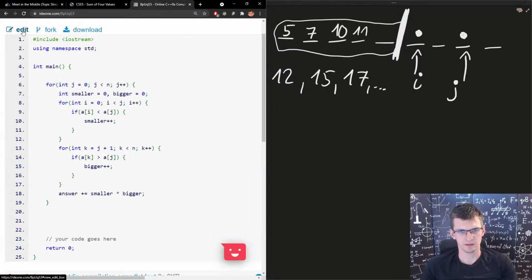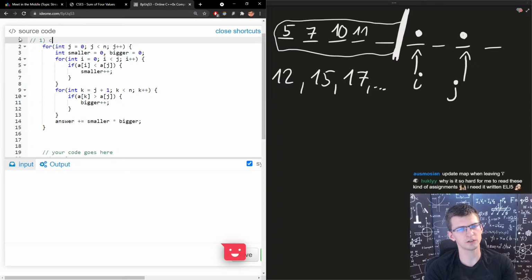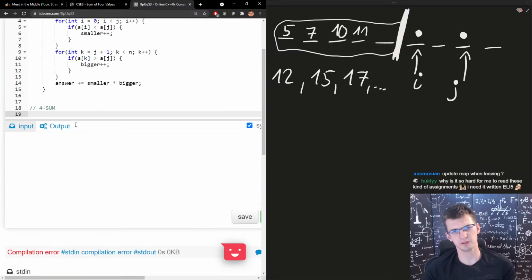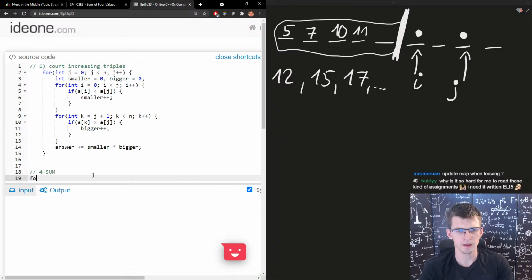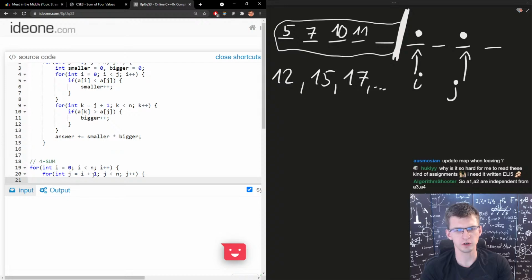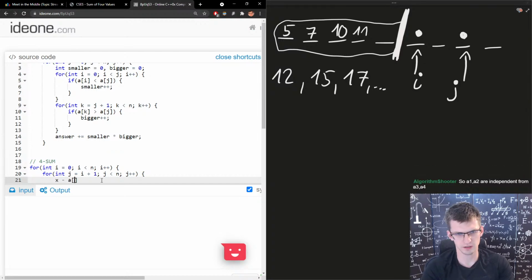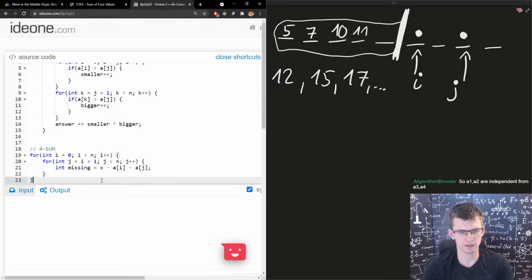Okay, I will modify, I guess, the same thing. So here, first, this was the code for count increasing triples. And now there will be some, it's more like pseudocode for some problem. The sum of 4 values should be equal to x. Iterate over pair ij. And now we know that what is missing is this value, x minus ai minus aj.